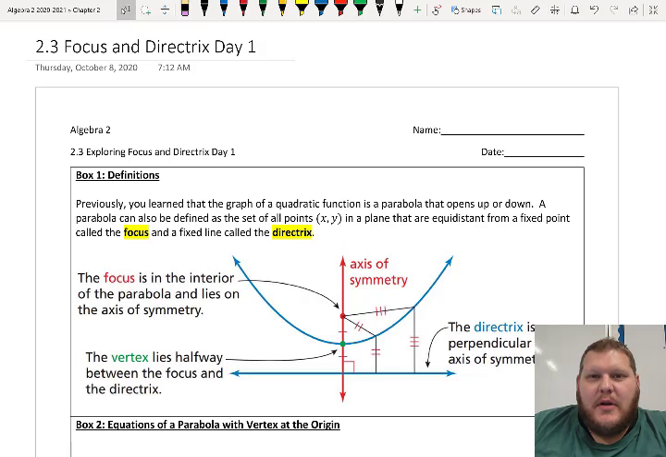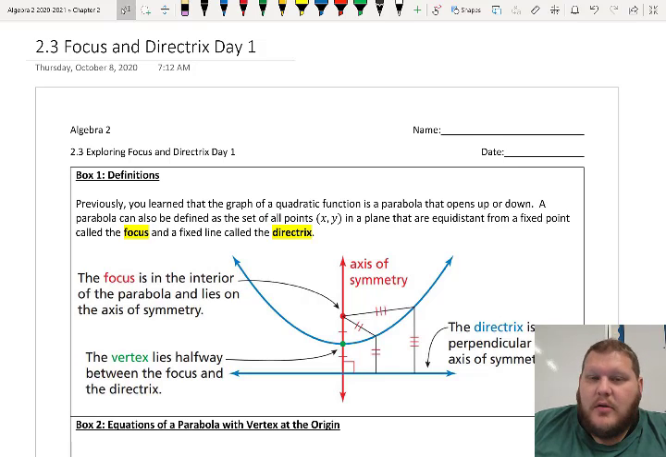Hey guys, today we are looking at 2.3 Focus and Directrix. I did split this up into 2 days because it is a lengthier section. Takes a little bit more getting used to, so I did split this up into day 1 and day 2. So today we're looking at day 1.